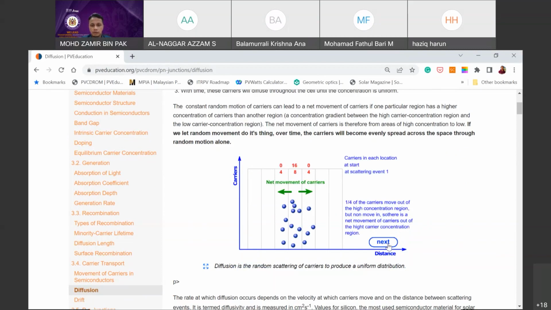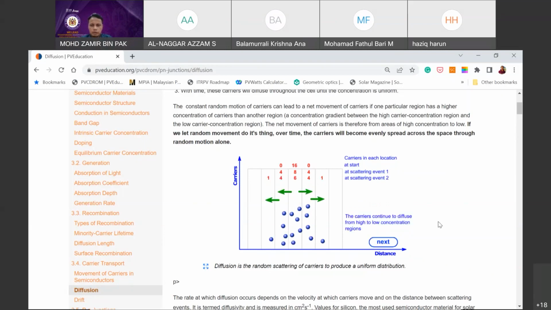Start. You can see net movement of carriers. We started off with a high concentration region in the middle, and then you have an empty region on the left, empty region on the right. So therefore, you should expect movement of carriers to the side as well in order to fill the whole area with uniform concentration. That's why we're saying net movement to the left and the right.